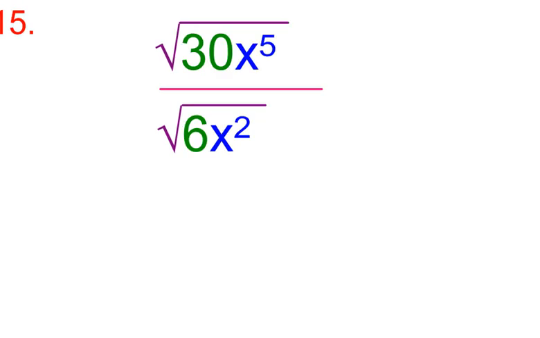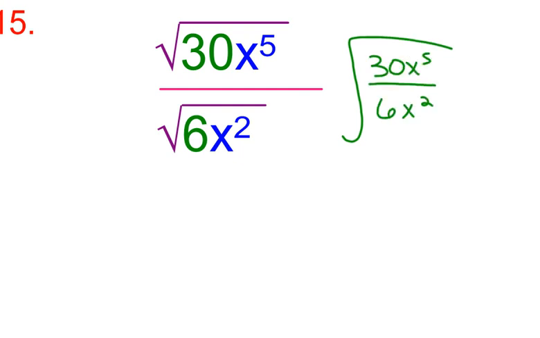Number 15, I now have some coefficients in front of these variables, so same idea. I'm going to say 30x to the 5th over 6x squared. So I reduce the fraction of 30 over 6 and get 5. And bigger x, top or bottom? Top, 5 minus 2 is 3. So I have the square root of x to the 3rd.